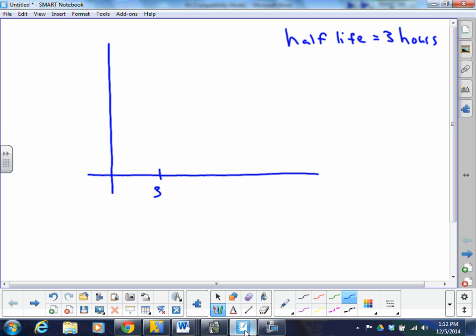Okay, so 3 hours, 6 hours, 9 hours, 12 hours. And this one they happen to tell you you're starting out with 300 grams. So you don't have to use 100% if they actually give you like an amount. Okay, so we get halfway down, we get down to 150 grams at 3 hours. Okay, then half of 150 is 75. So that's where we're at 6 hours. Okay, half of 75 would be at 9 hours and so on.